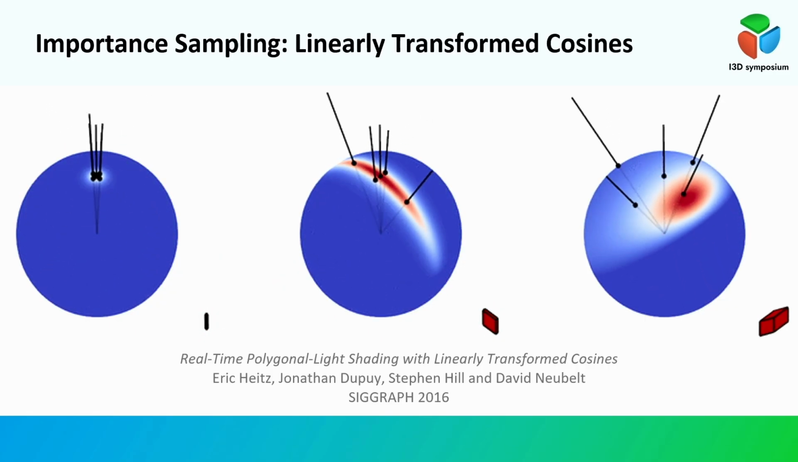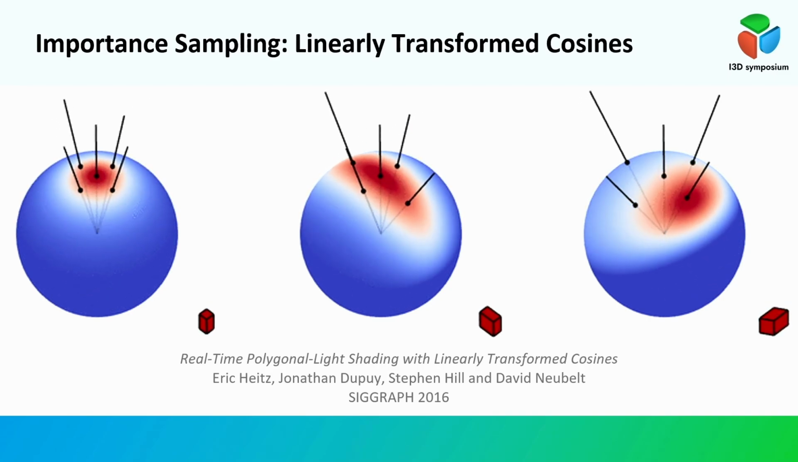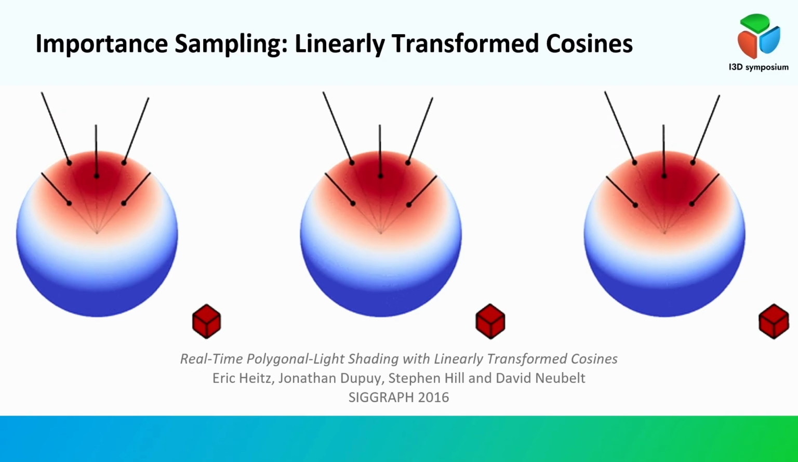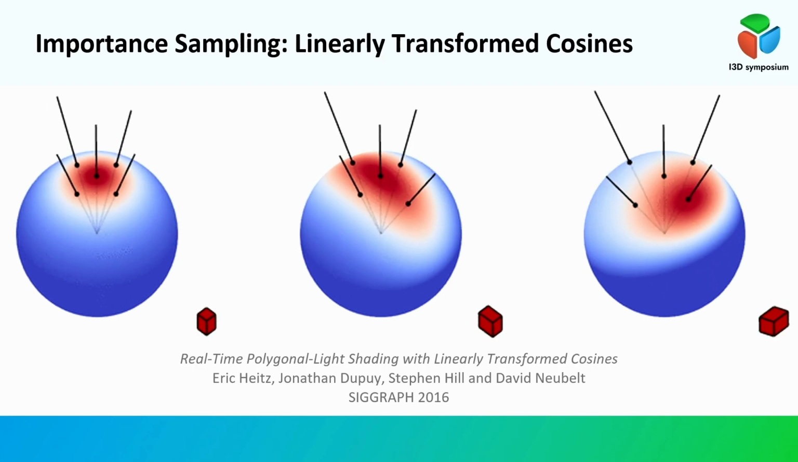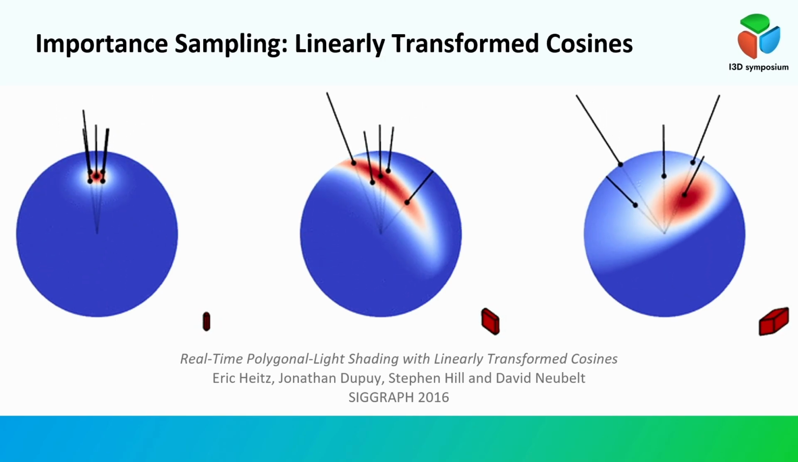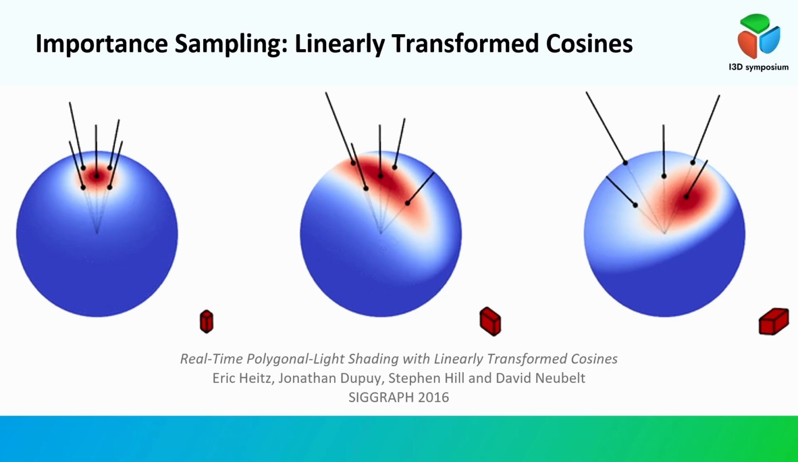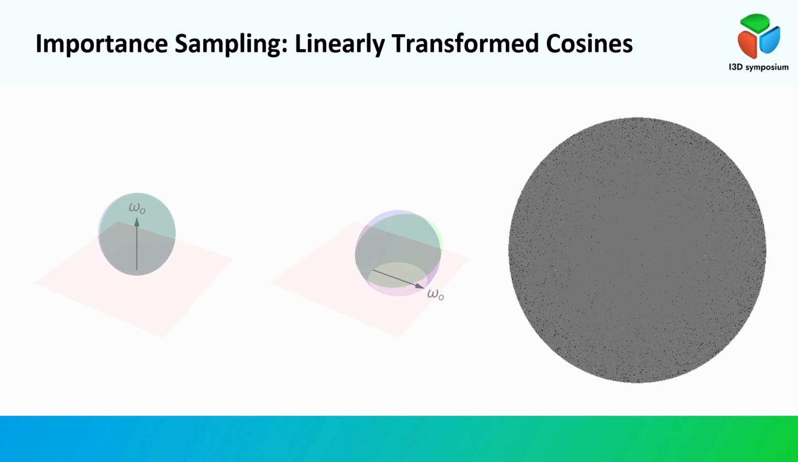To do that, we turn to an existing solution. This is linearly transformed cosines. Basically the idea is to take a cosine lobe, or a cosine distribution of samples, and warp those samples to better fit a target BRDF. This was used originally in the context of area lighting with GGX, but we're going to use it here to find a good fit of transforms to warp our cosine distribution to better fit EON in this case. So going back, this is cosine sampling again. And if we switch to linearly transformed cosines, you can see it's a much better fit and there's less noise.